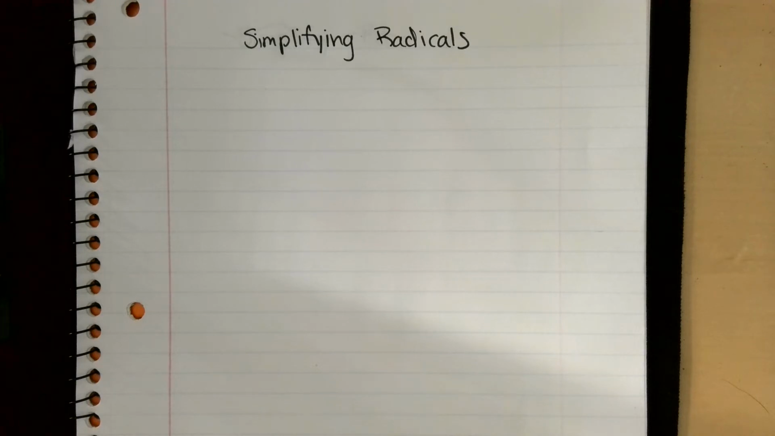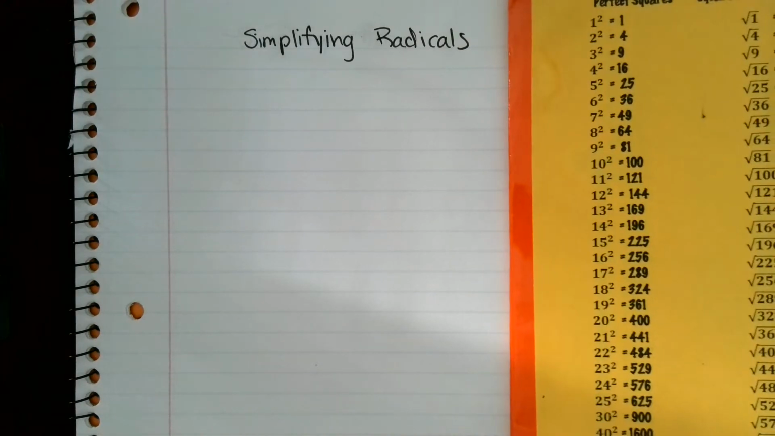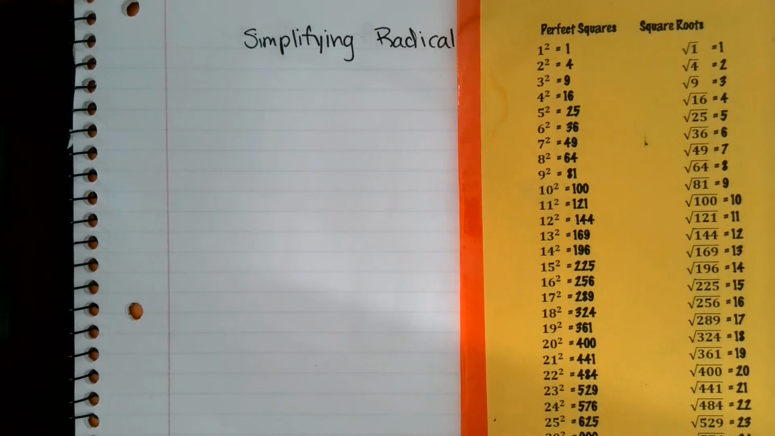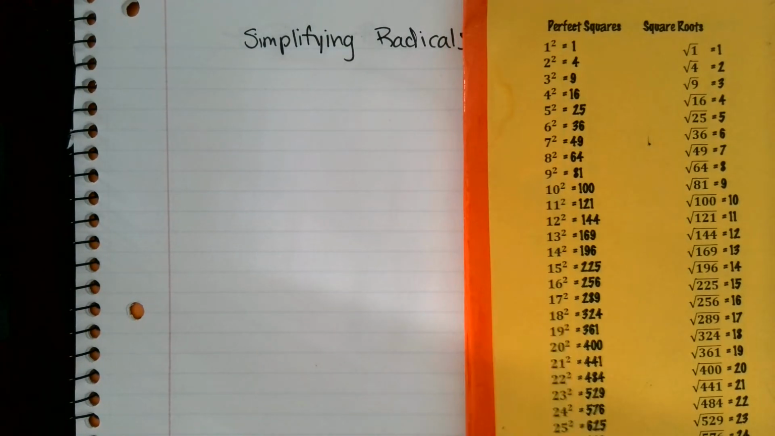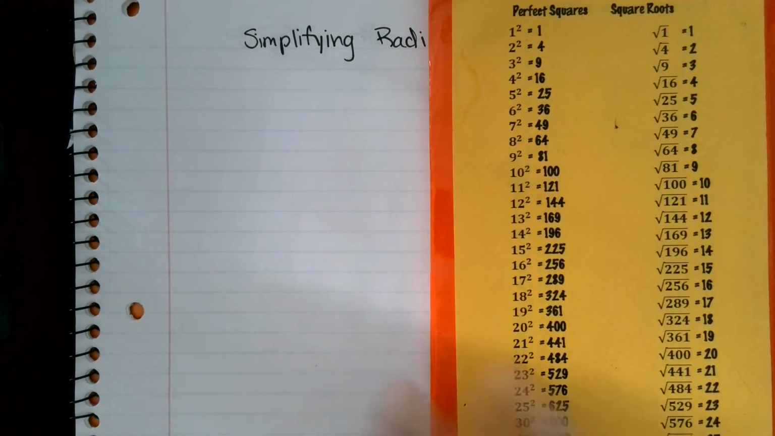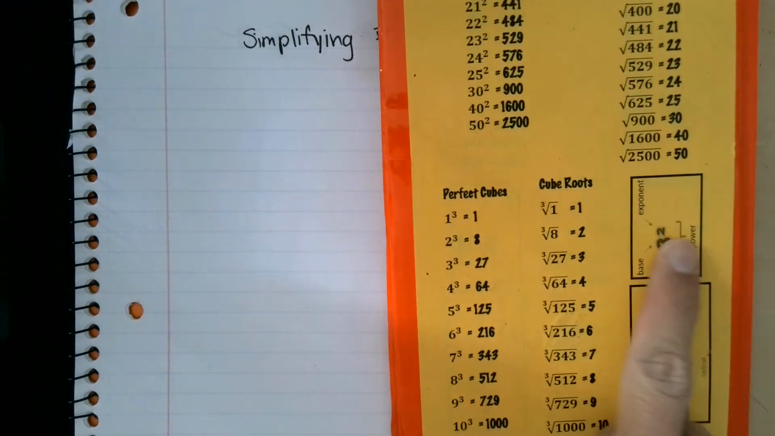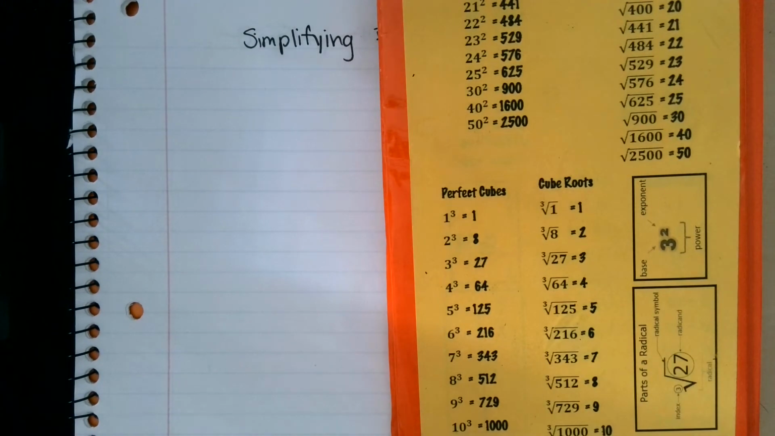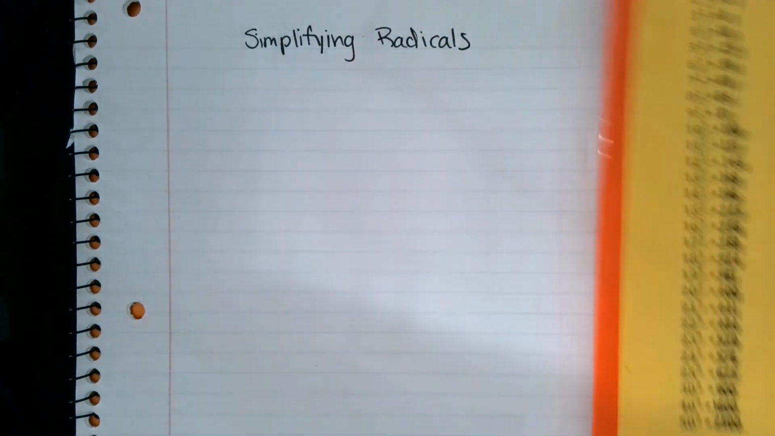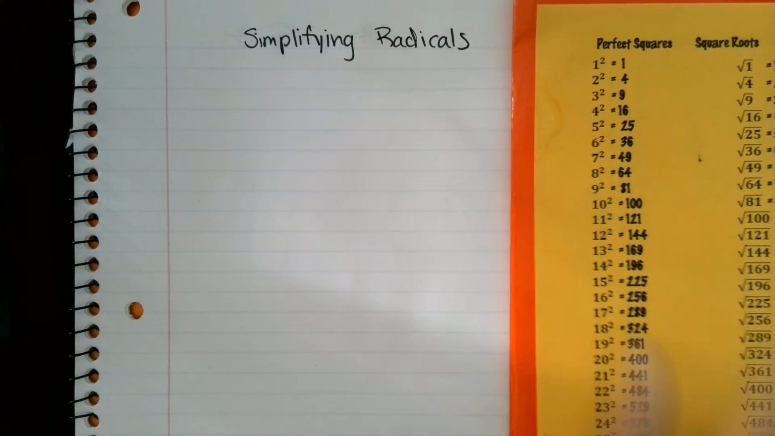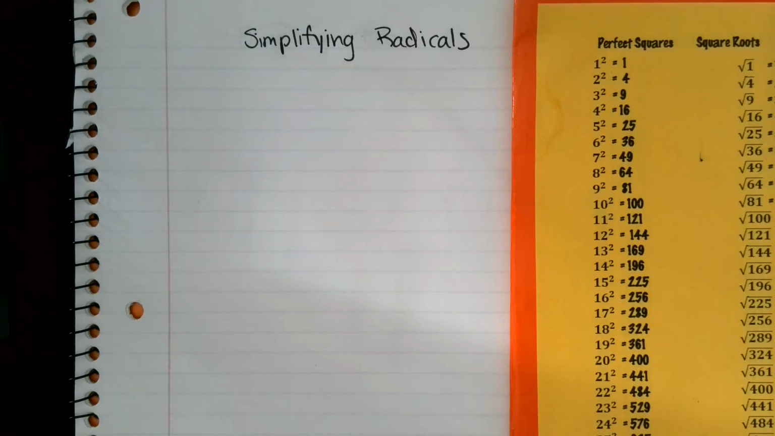Before we get started, I recommend that you always use a list of perfect squares and cubes when simplifying radicals. This is a list I provide my students with: your perfect squares, perfect square roots, perfect cubes and perfect cube roots, the parts of a radical, and the parts of a power. This will be linked in the YouTube video as well. With this handy by our side, we're going to get started with some basic questions.